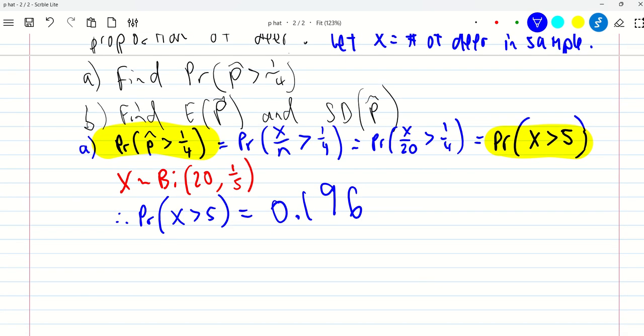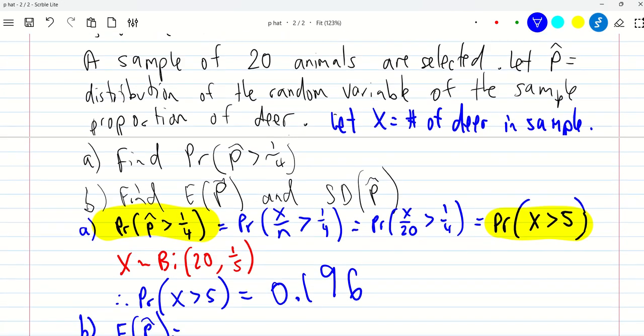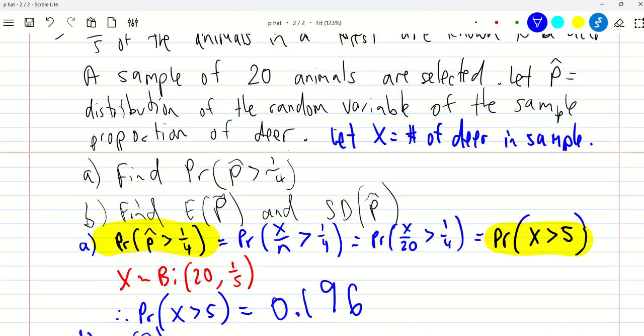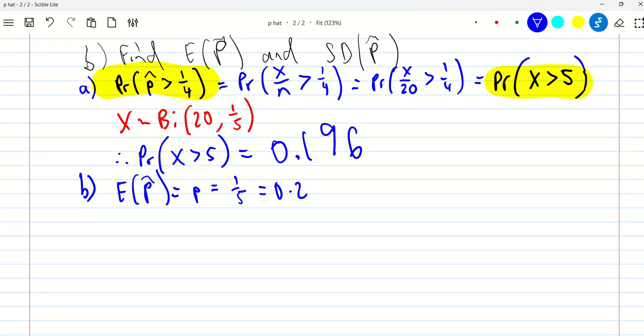Part B there, let's just knock that one over. What's the expected value of p hat? Well, the expected value of p hat, we just talked about it before, is equal to p, our proportion. Okay, so the value that we're expecting to get is p, and what was p? It was 1/5, which is 0.2. So that's what we're expecting to get in each sample.